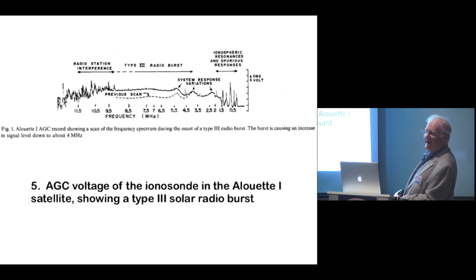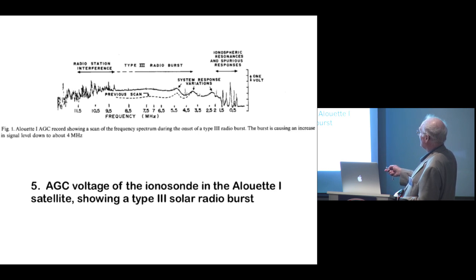This is the record of the automatic gain control voltage as the frequency of the receiver scans from a half a megahertz to about 12 megahertz. And if you look at the high frequency part of the AGC voltage, you see it's spiky. That's due to radio signals from the ground, which penetrate the ionosphere.